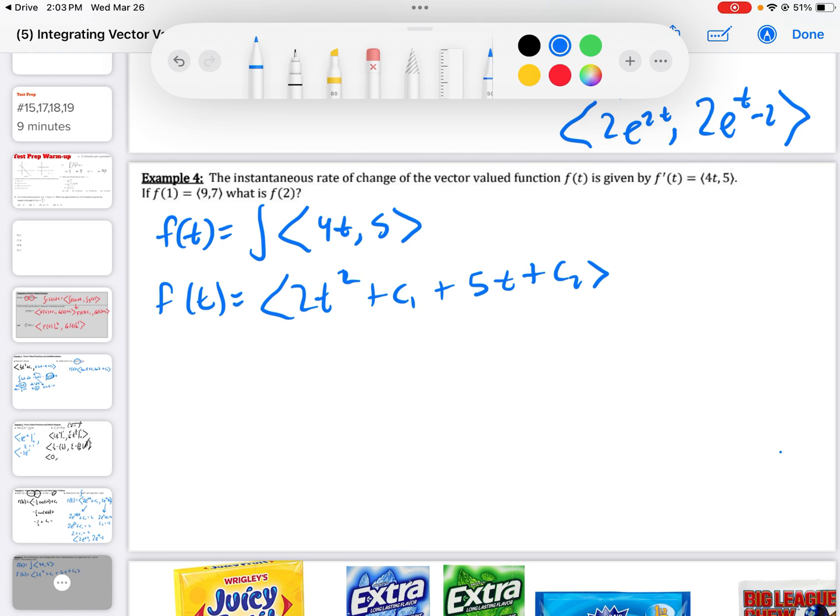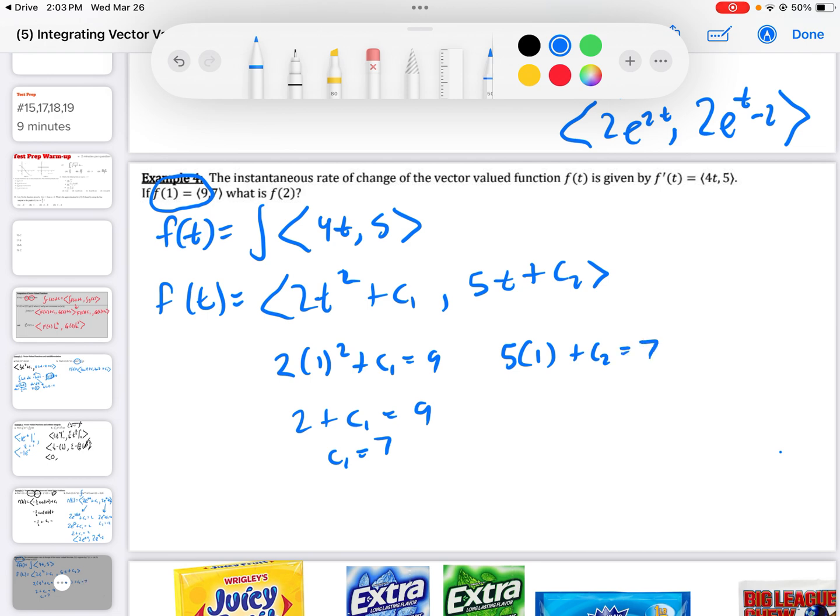Using the initial condition, if I plug in 1, I get 9 for the x component. So 2 times 1 squared plus c1 is equal to 9. So 2 plus c1 is equal to 9. So c1 is equal to 7. And, oops, let's put a plus sign here. 5 times 1 plus c2 is equal to 7. So c2 is equal to 2. So I know f of t now is 2t squared plus 7, and 5t plus 2.